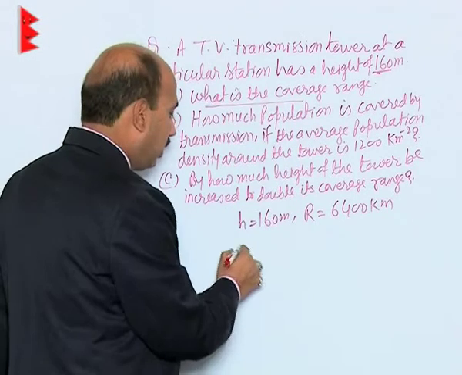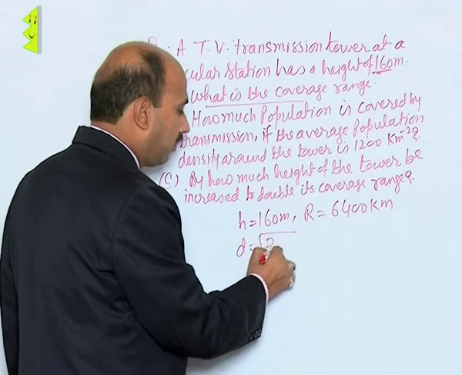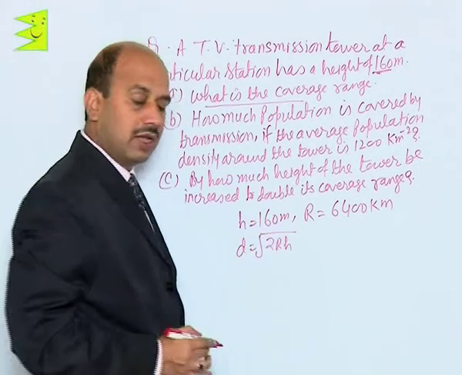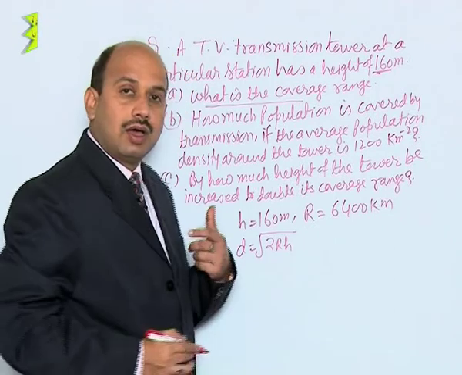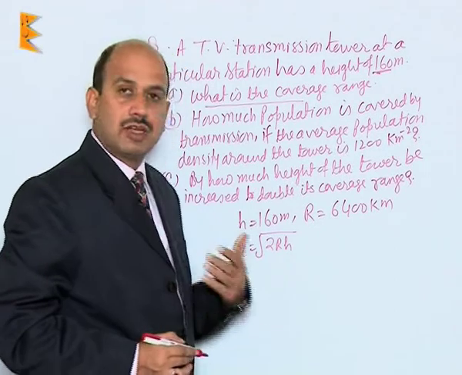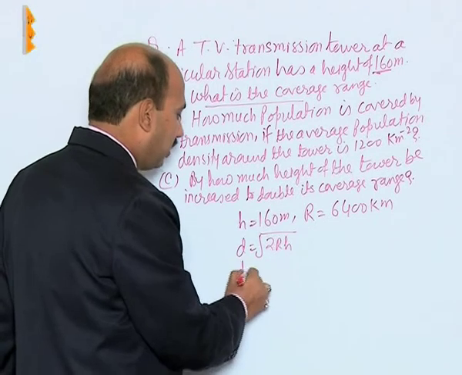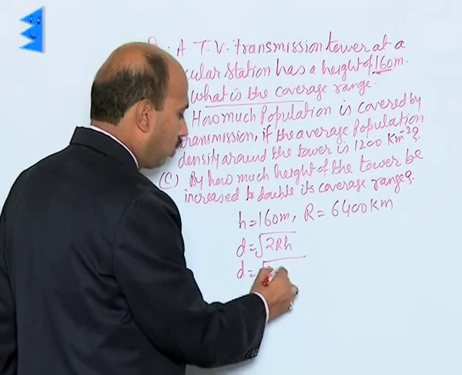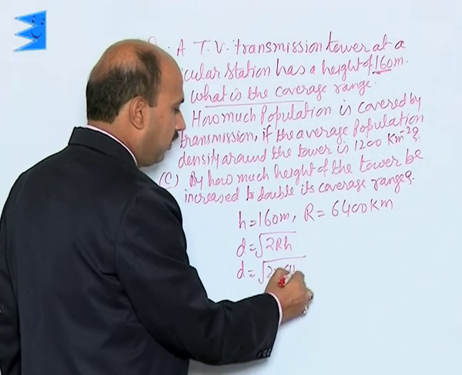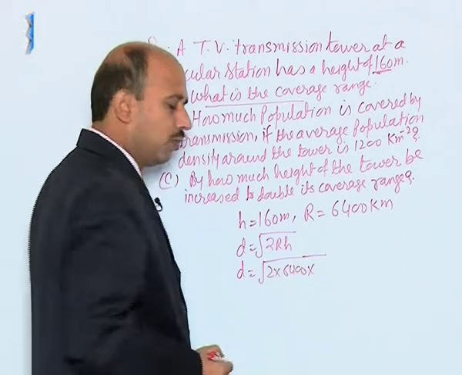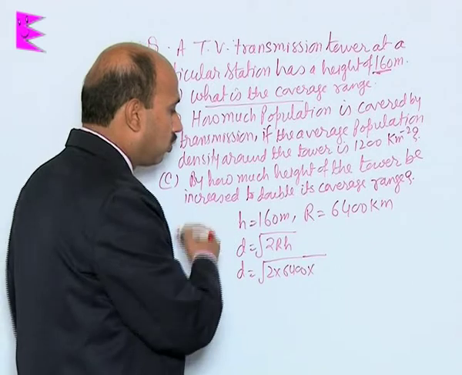We know it, d is equal to under root of 2rh. This is the coverage range or the distance up to which a tower of height h can send the signals. So we can solve it. So that will be coming here, d is equal to under root of 2 into 6400 into, I have taken in kilometers. So we can convert h also into kilometers.